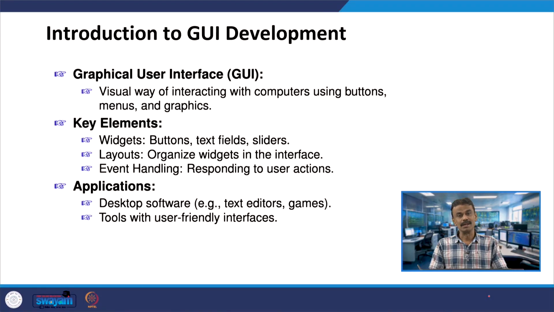So, GUI, so far we are seeing the output, right. Suppose you are writing, let us say, 2 plus 3 equal to 5, or addition of two numbers. So, you see the output in the console. Now, is it possible to see it in a graphical way, or the visual way? If you do the visual way of interacting with computers using buttons or menus and graphics, you call it the graphical user interface.